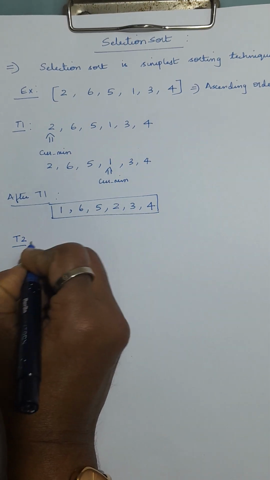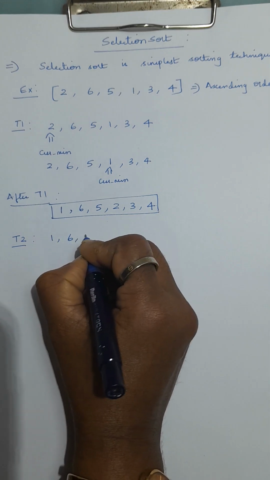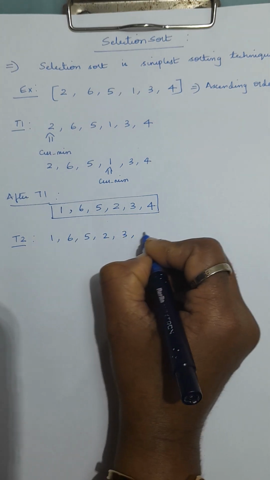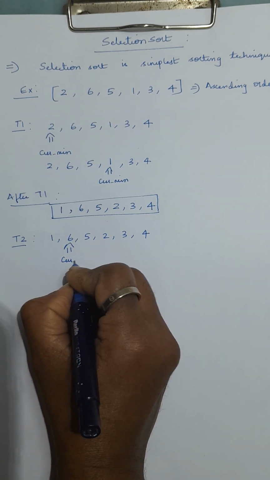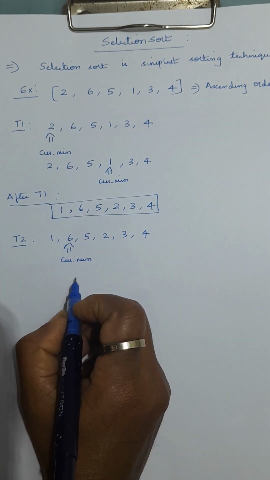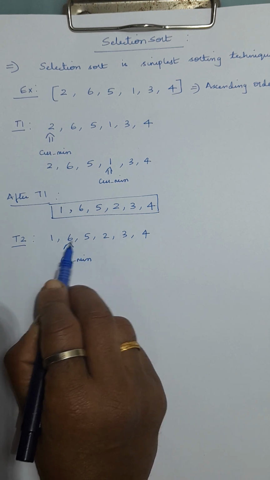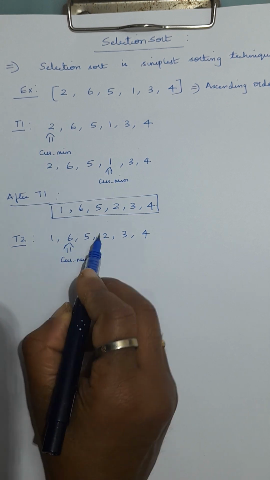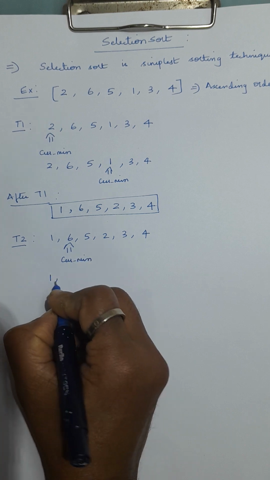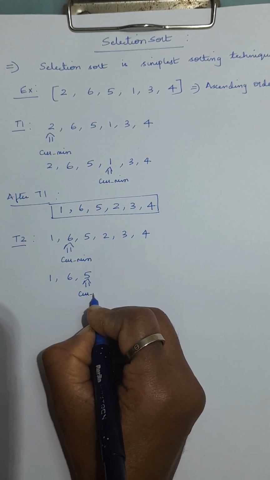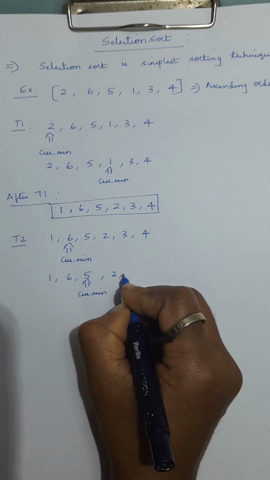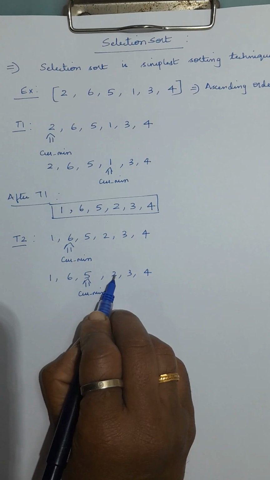So iteration 2: 1, 6, 5, 2, 3 and 4. 1 is already sorted. Now which is assumed to be the current minimum element? 6, the second index value. Now 6 is compared with 5. Is 5 less than 6? Yes. What happens? 5 becomes the current minimum value. Then 2, 3 and 4. Now there is a check between 2 and 5.